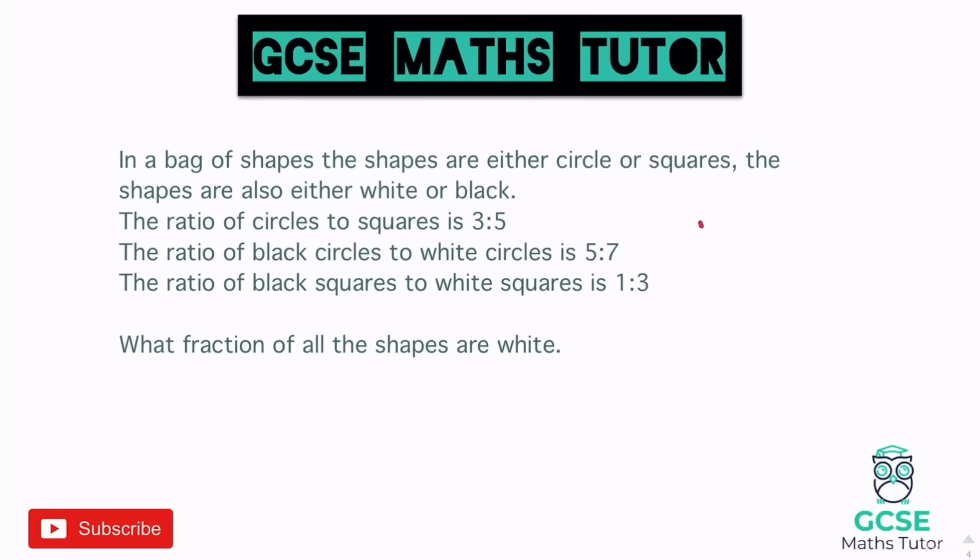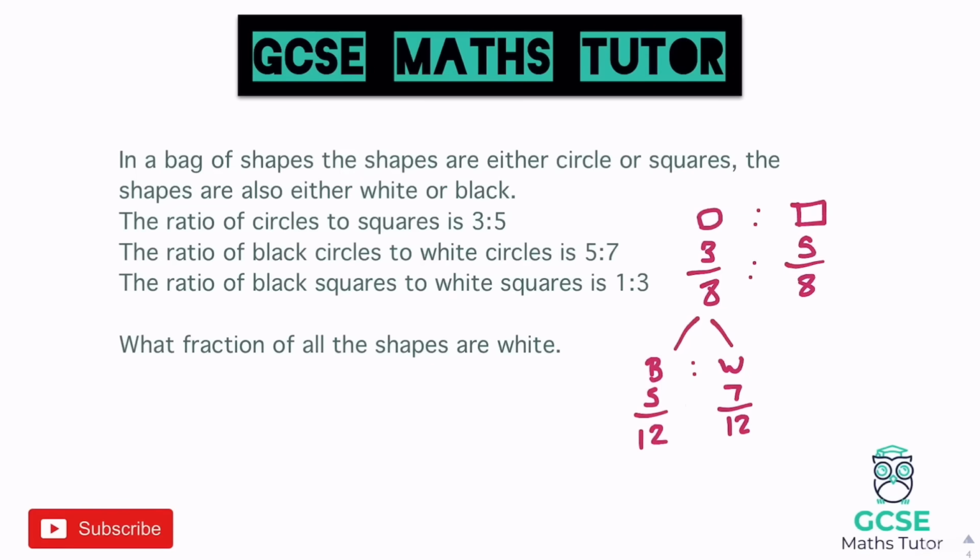Now it says we've got circles and squares, and that's in the ratio 3 to 5. So in total that's 8, so we've got 3/8 that are circles, and 5/8 that are squares. And then it gives us some information, so it says the ratio of black circles to white circles is 5 to 7. So if we have a look at this, we've got black and white, and that is 5 out of 12, 5 plus 7, and 7 out of 12 for the white ones, okay? And then it goes on to the squares, so we've got 1 to 3, and again that's black to white. 1 to 3, so it's 1/4 and 3/4.